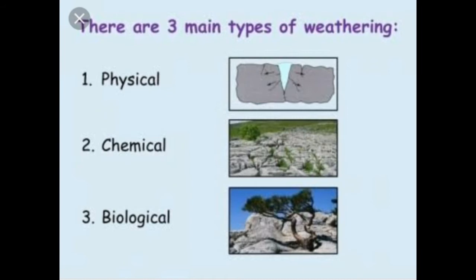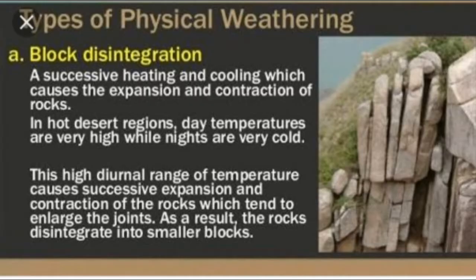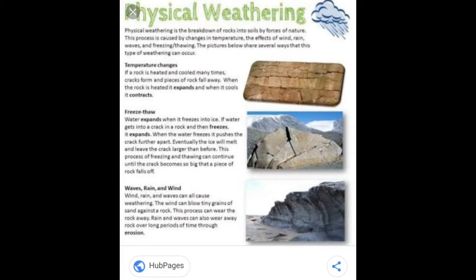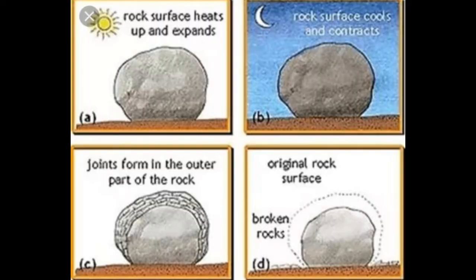Types of weathering: physical or mechanical weathering. Mechanical weathering takes place when rocks disintegrate or break down physically without any change in their chemical content. Mechanical weathering is caused by the following factors: repeated changes in temperature, and repeated wetting and drying.